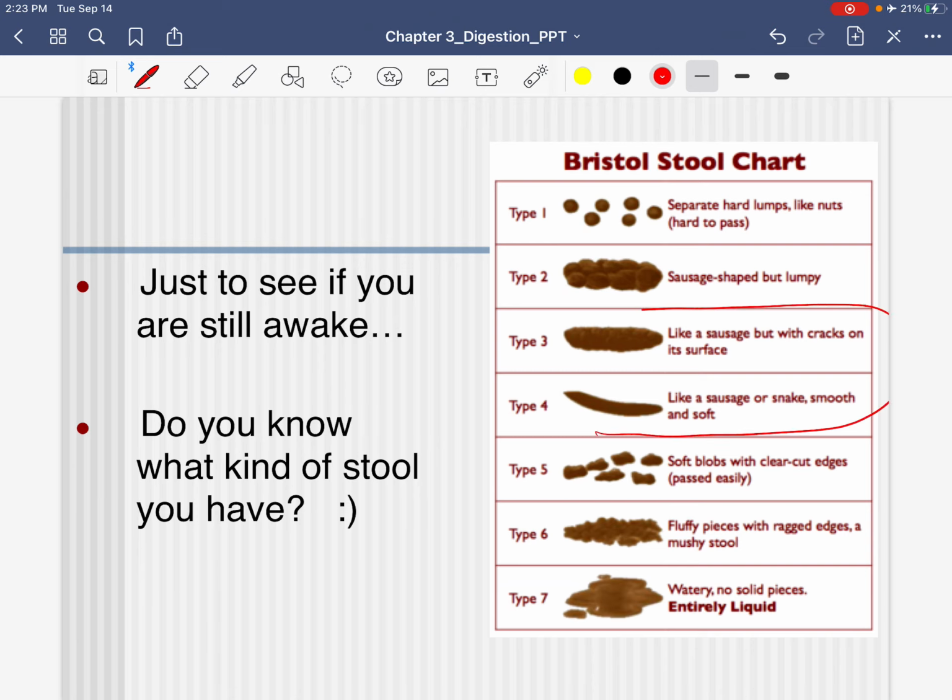I'm not going to ask you this on a test or a quiz, but it's there. If you're wondering, next time, have a look. It should be like a sausage, but with cracks on its surface. Or like a sausage or a snake, smooth and soft.